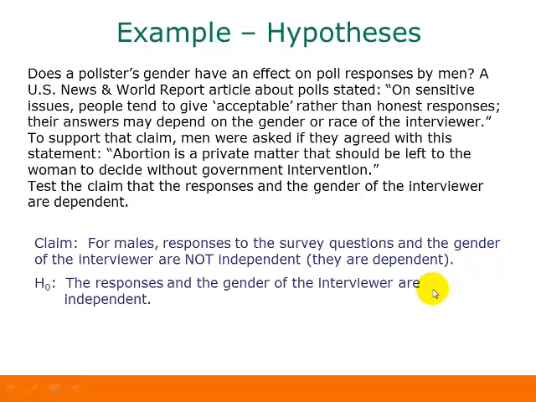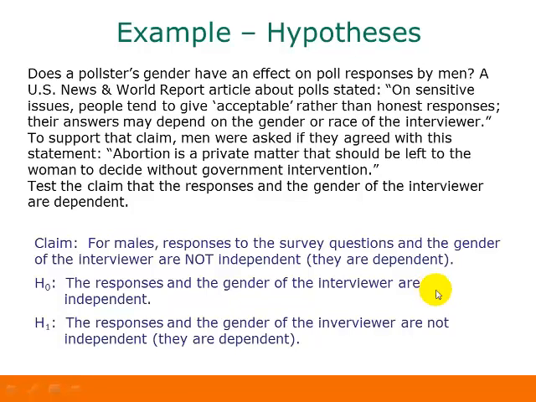So our null hypothesis is going to be the responses and the gender of the interviewer are independent. Our alternative hypothesis is that the responses and the gender of the interviewer are not independent, or in other words, that they are dependent.